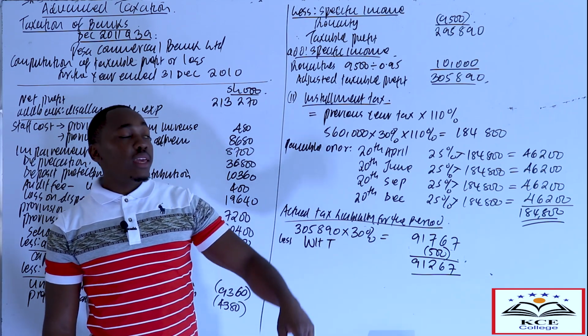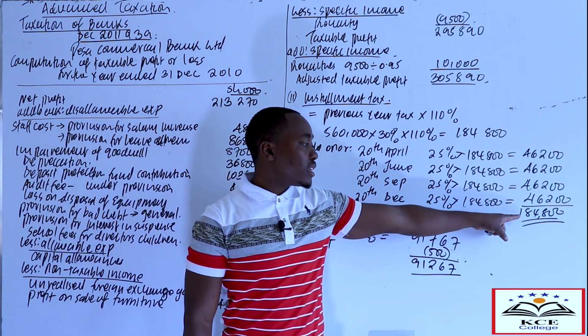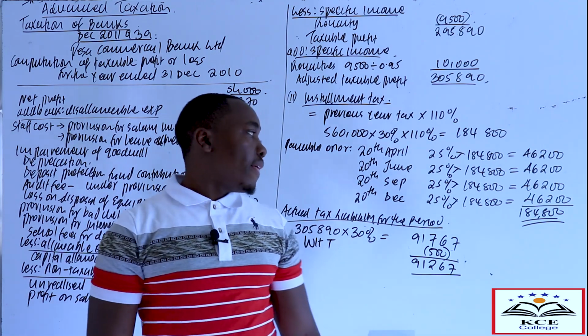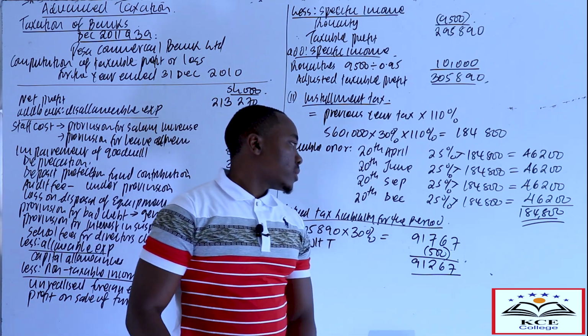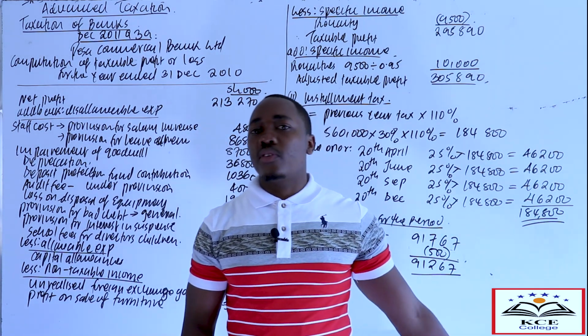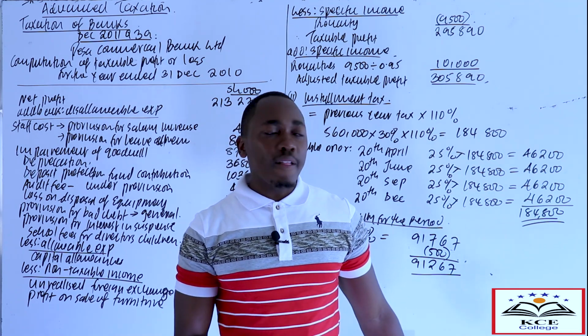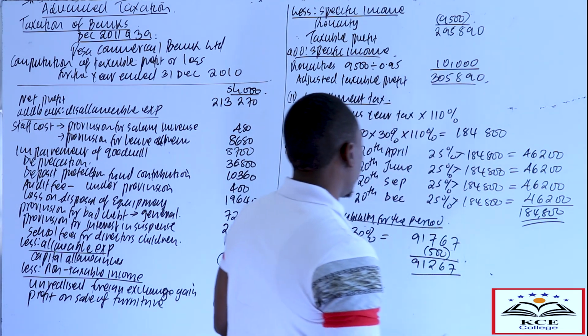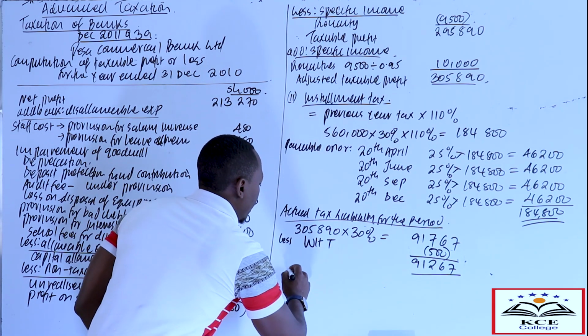But by the end of the year, they have paid a total installment tax of 184,800. So that means they have an overpayment. So with an overpayment, what happens? You apply so that the amount should be carried forward. Don't apply for a refund. KRA number one is not refund. So this amount, what happens? You carry it forward.